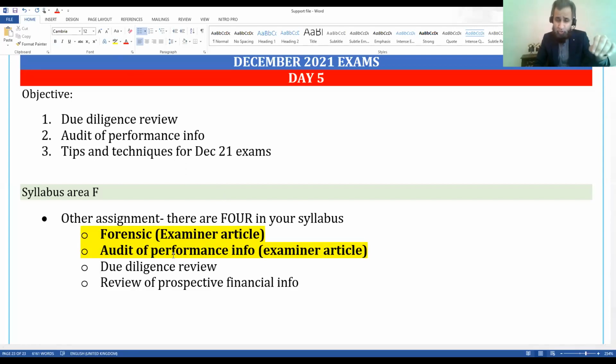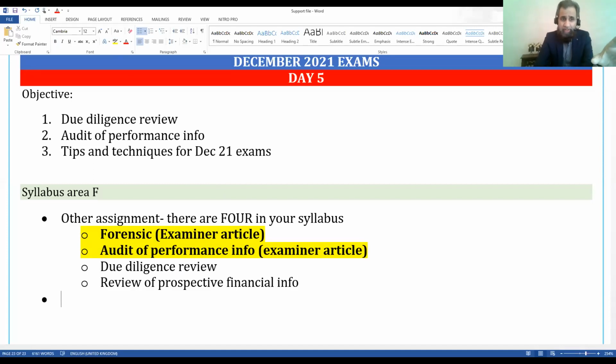But if you watch my previous webinar, I believe you don't need to read the books. So there is no need to read the book for due diligence. There is no need to read the book for review of prospective financial information. Only the knowledge of the previous webinars is good enough, right? Okay, now moving further.